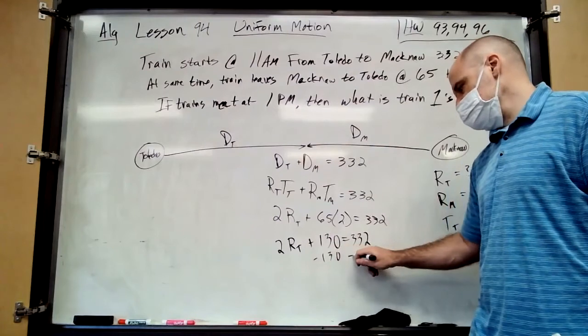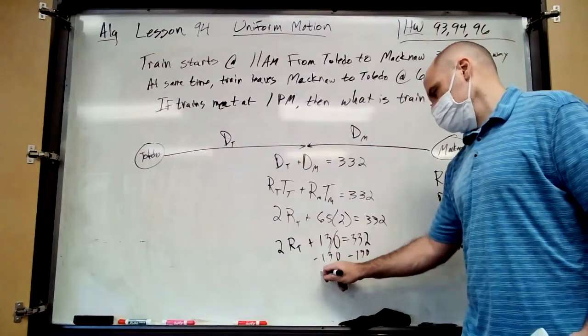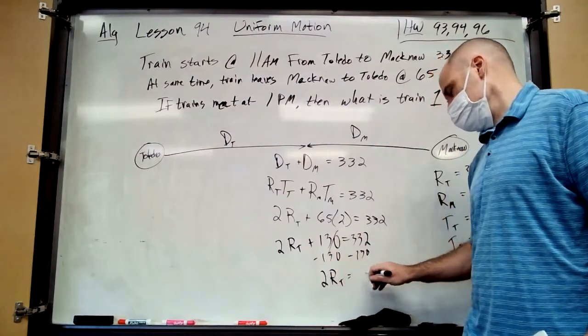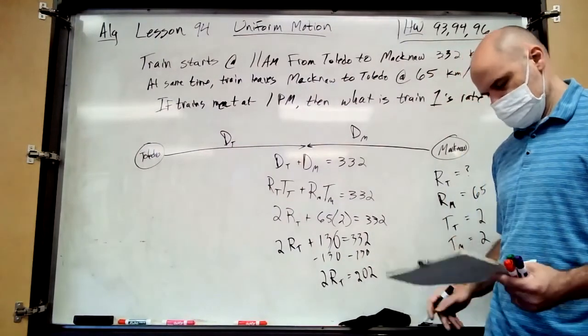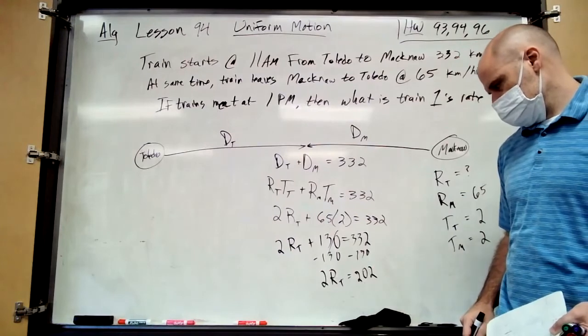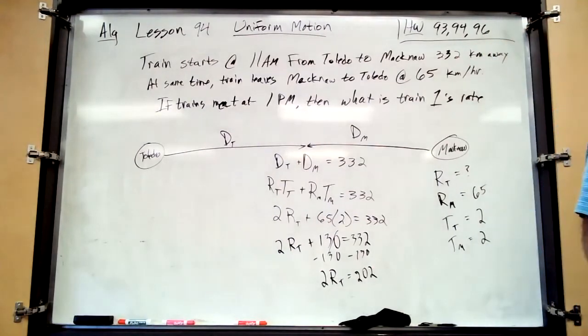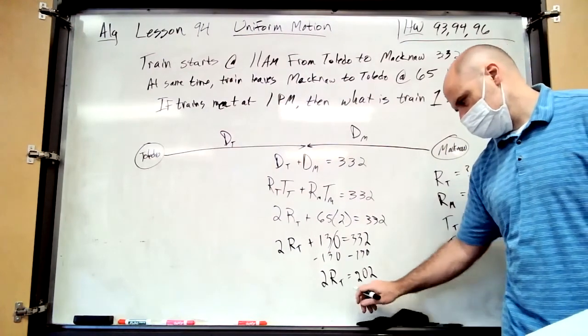Subtract 130. So 2RT equals 202. No, 202. And then, oh, I wrote 352. Where did I get 352?